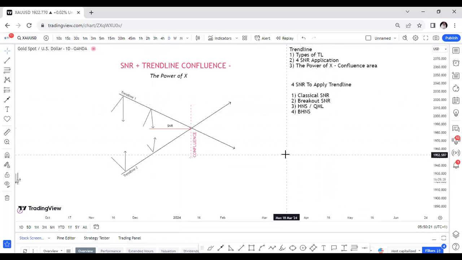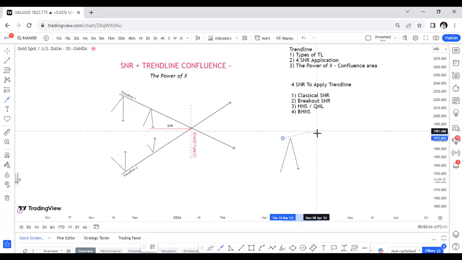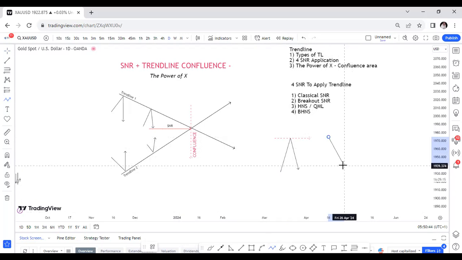So you know what we mean by the classical. The classical has to go like this, so that it forms like this. That's for resistance. For resistance, while the support comes like this.